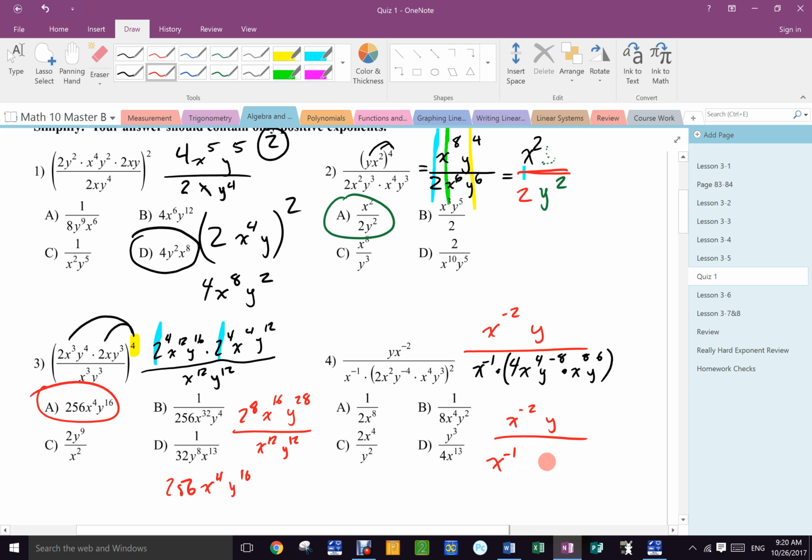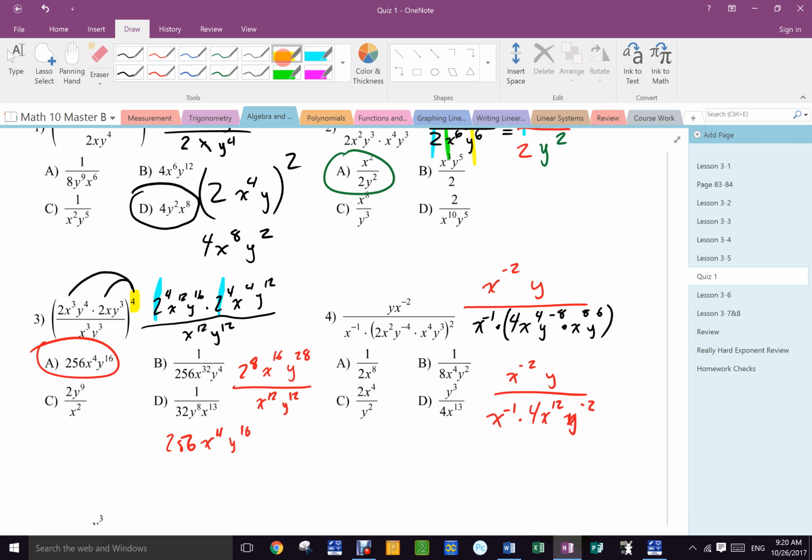And what's going to happen to the x's? Add to get 12. And what's negative 8 plus 6? Negative 2. Y, sorry, not x. Y to the negative 2. Is everybody cool there? All right.